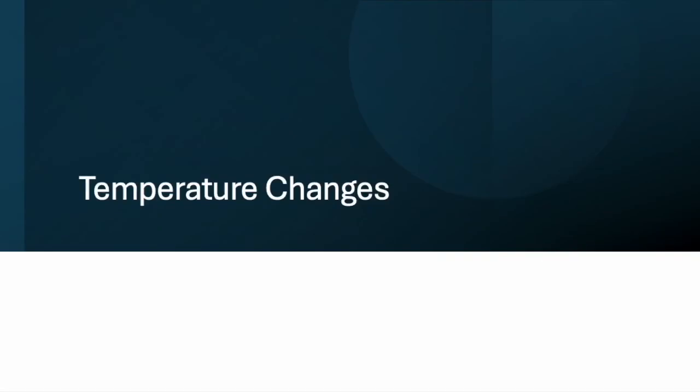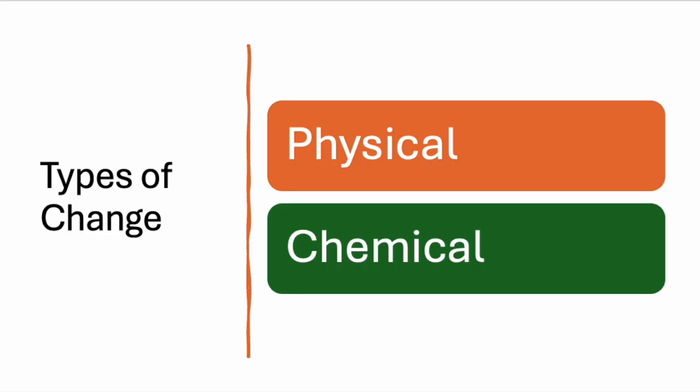Hello, science explorers. Today we're going to take a look into the world of changes. Everything around us is always changing, and these changes can be sorted into two major types: physical changes and chemical changes. Let's dive in and see what makes them so different.